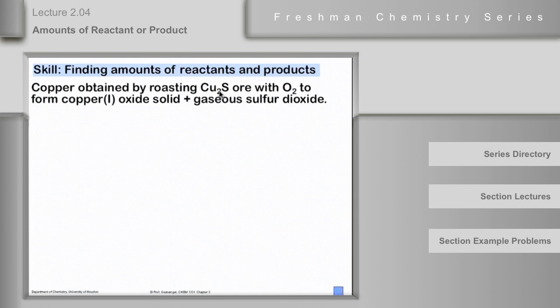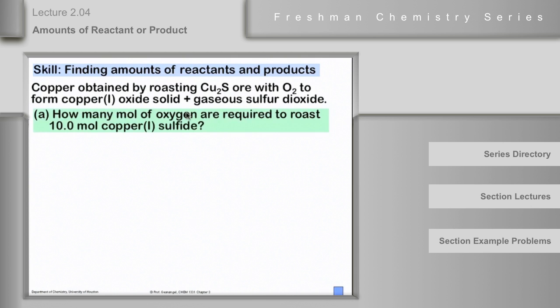We heat copper 1 sulfide with oxygen, and we make copper 1 oxide, which is a solid, plus a gas, sulfur dioxide. So, a question: how many moles of oxygen are required to roast 10 moles of copper 1 sulfide?